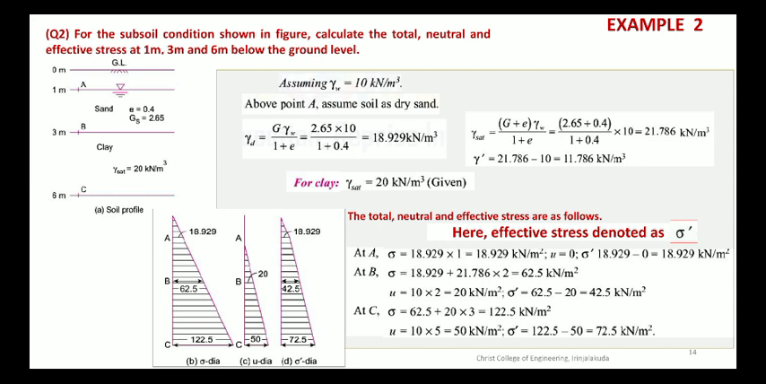So 10 into 2, 20 kilonewton per meter square is the pore water pressure. And now what is the effective stress? Just take the difference, sigma minus u, and you will get it as 42.5 kilonewton per meter square. Now coming to layer C.